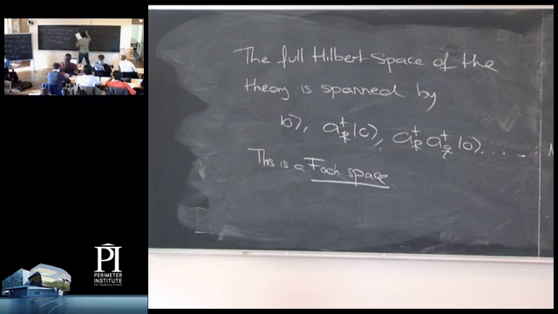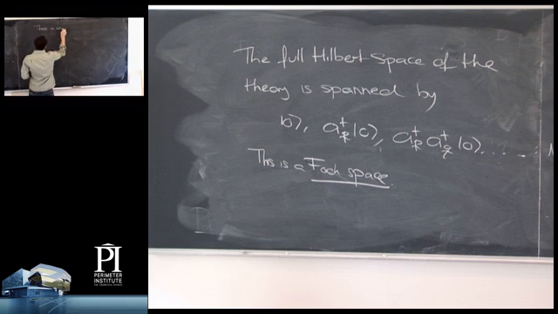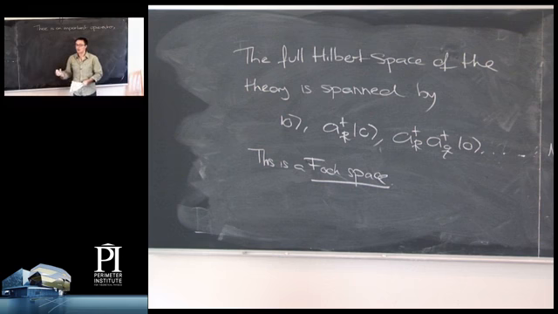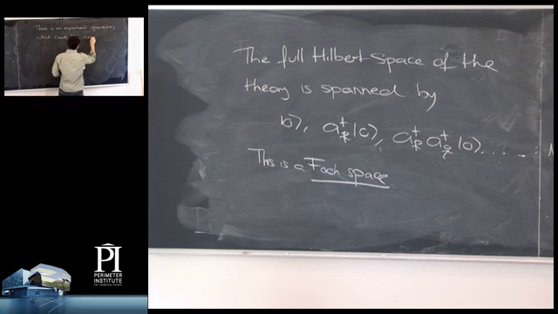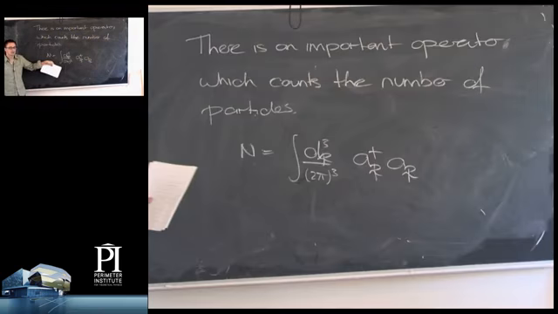Okay, there's one final thing I want to tell you. Suppose I give you a state and you want to know how many particles are in that state. It would be really nice to have an operator which tells you whether the state has a fixed number of particles or whether it's a superposition of some number of particles. So we're going to introduce an operator that counts how many particles. It's called the number operator, and it's the same number operator that you've probably seen in the harmonic oscillator.